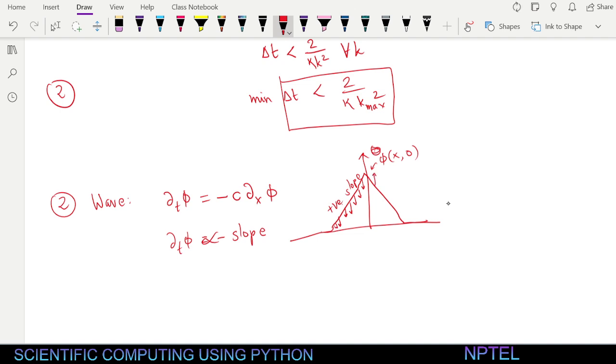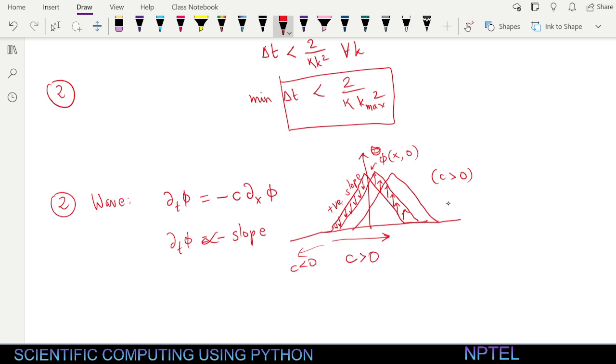And here it will increase because the slope is negative, right? So we are assuming c to be positive. So after some time you get something like this. Then you will get something like this. Okay. So what happens is that overall your entire wavefront is progressing and the speed is c. Okay. So if c is negative, then it will go to the left.